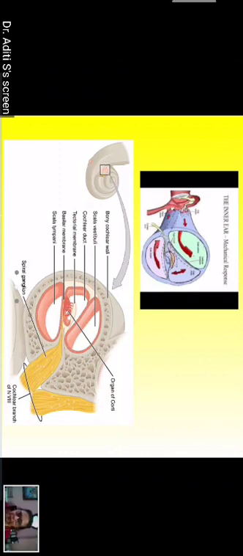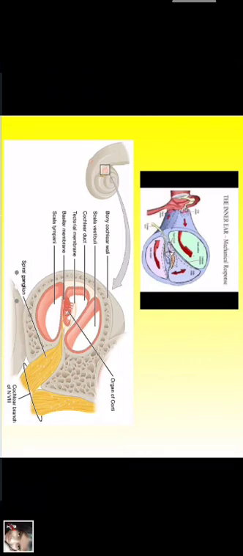So the perilymph flows through these compartments, and the middle compartment is called the scala media, containing the fluid endolymph. At the base of this is the basilar membrane. On the basilar membrane lies the organ of Corti, the sense organ of hearing. Can anybody explain the structure of the organ of Corti?